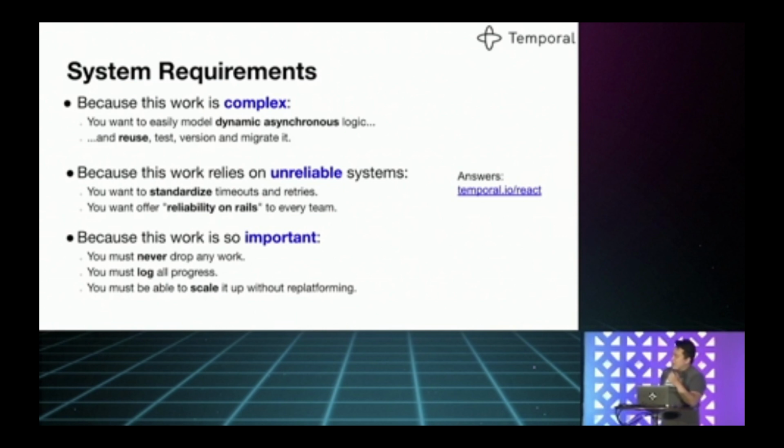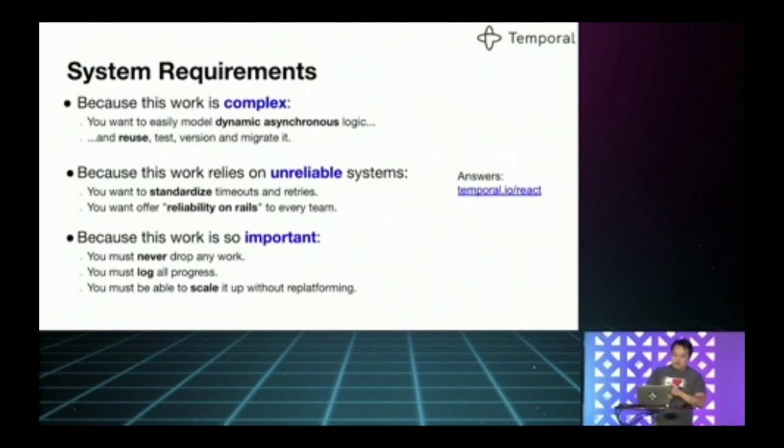Basically, what we want to have is we want to model these requirements for our overall systems. We want to model complex work with dynamic asynchronous logic. We want to reuse, test, version and migrate it. We want to standardize on reliable systems. So you want to standardize timeouts and retries, and you want to offer reliability on rails to every team so that every team building software can do this kind of asynchronous work easily. And because the work is so important, you must never drop anything because that's a core business value.